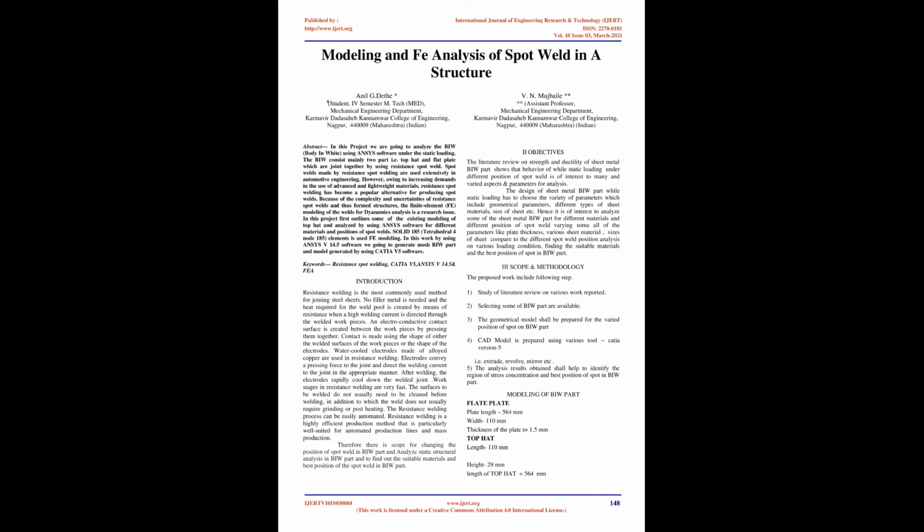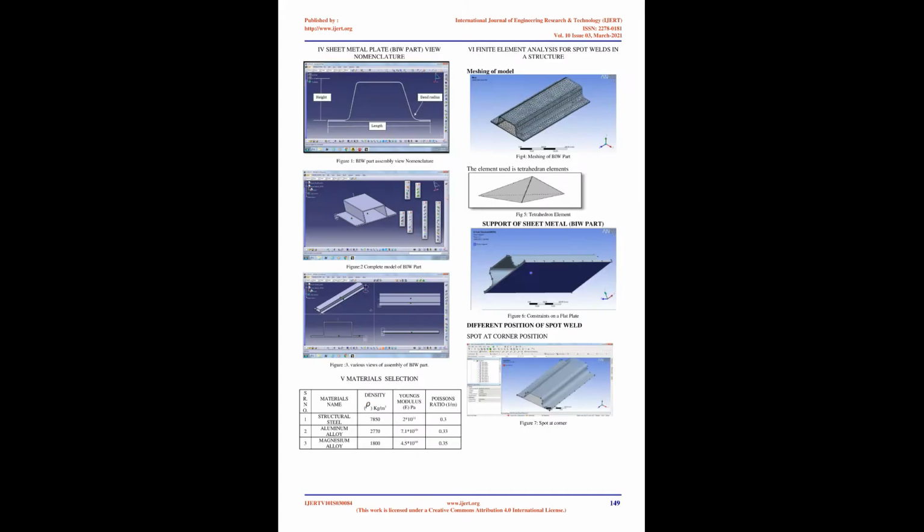This project first outlines some of the existing modeling of the top hat, which is analyzed using ANSYS software for different materials and positions of spot welds. Solid 185, tetrahedral 4-node elements are used for FE modeling. In this work, using ANSYS V14.5 software, we are going to generate the mesh of the BIW part, and the model is generated using CATIA V5 software. Keywords: resistance spot welding, CATIA V5, ANSYS V14.5 and FEA.